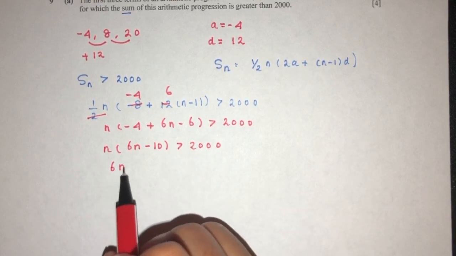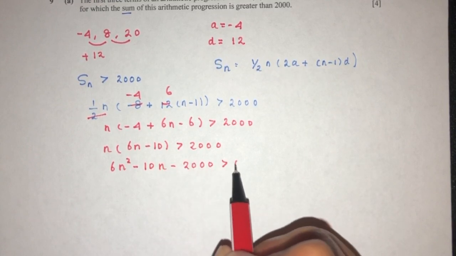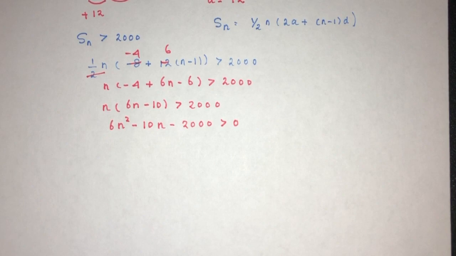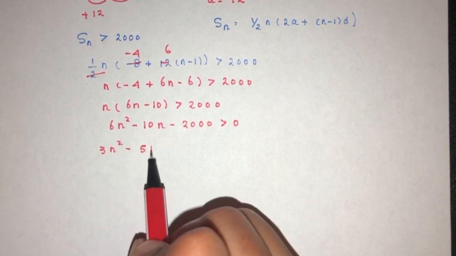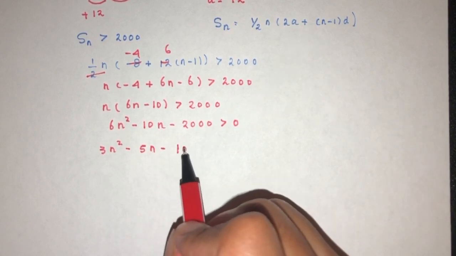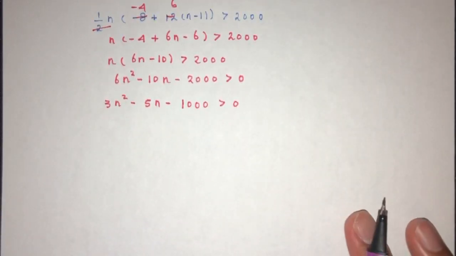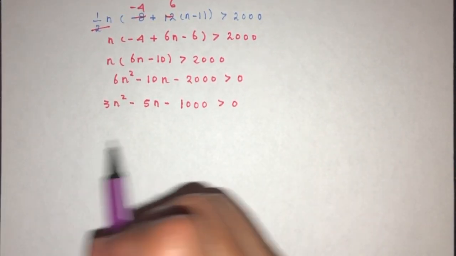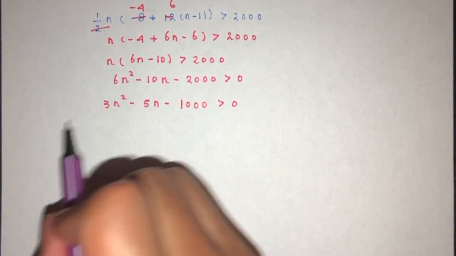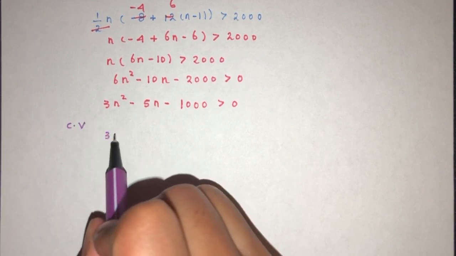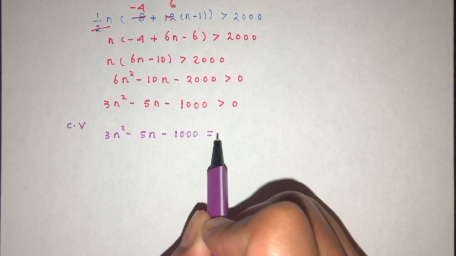That will be 6n squared minus 10n minus 2000. Now we can divide by 2 because everyone is even. Let's see what happens. You will have 3n squared minus 5n minus 1000, more than 0. Now let's try to solve this. What can we do now? So obviously, as we have seen before in quadratics, the way we solve this, we must first find the critical values. So we have 3n squared minus 5n minus this. We equate that to 0.